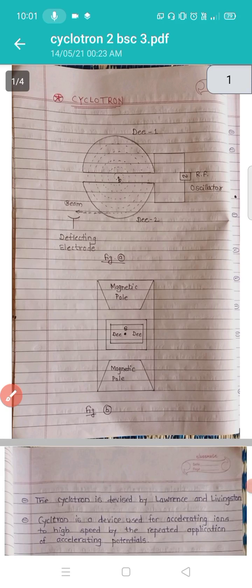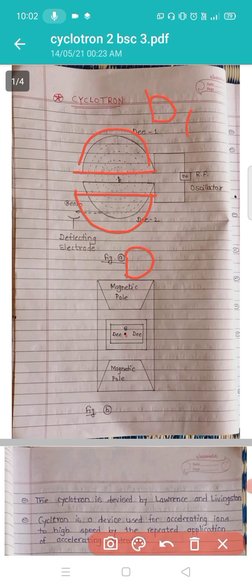See, in the next figure we have the two Ds. Okay, at this end, in between the two Ds there is a source of ions S, and the magnetic poles, two electromagnets, are located above and below the Ds. Okay, this is the construction of the cyclotron.